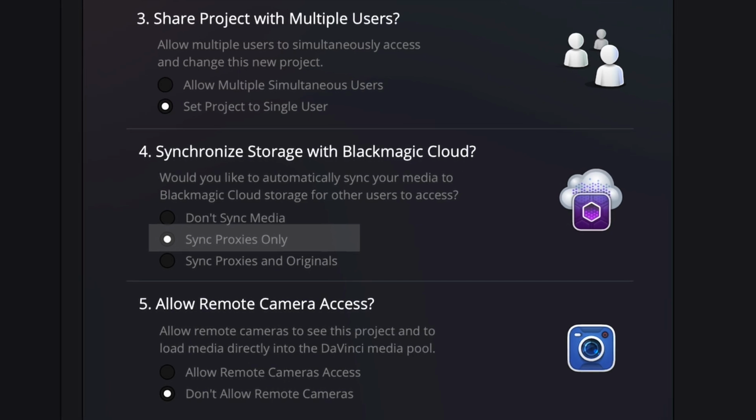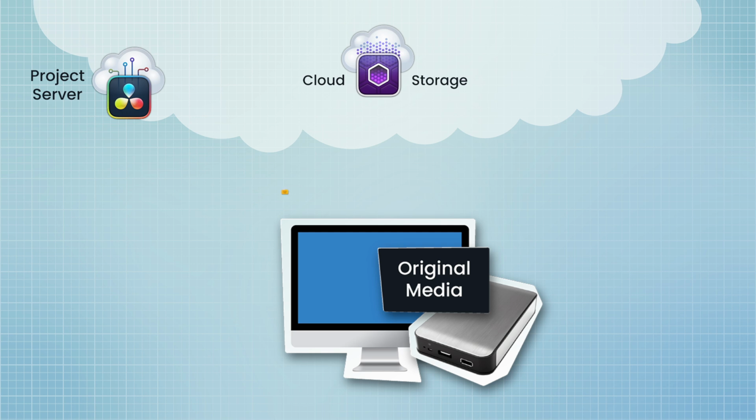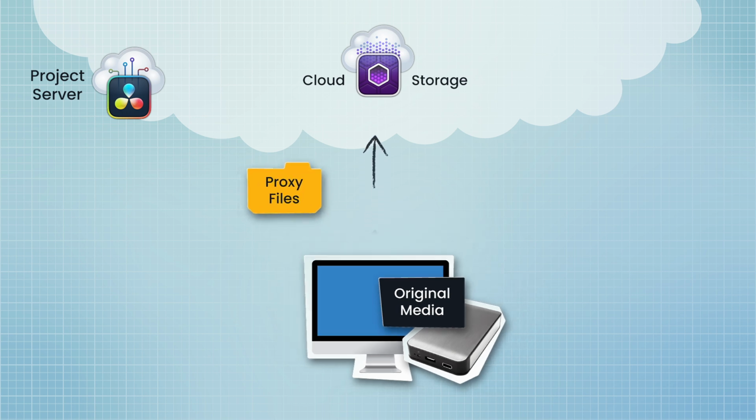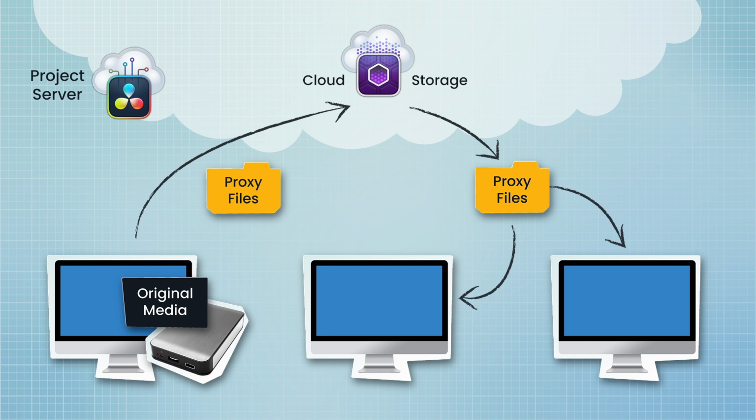On that one you definitely want to say just upload the proxies to the cloud. Every time you import something into that project, it will automatically render a proxy. You can go into your settings and adjust the proxy settings if you want to tweak them from the default. It'll make the proxies, store them in a folder next to the media, and upload them to the cloud. Anytime someone else joins, those proxies will automatically download to the computer.